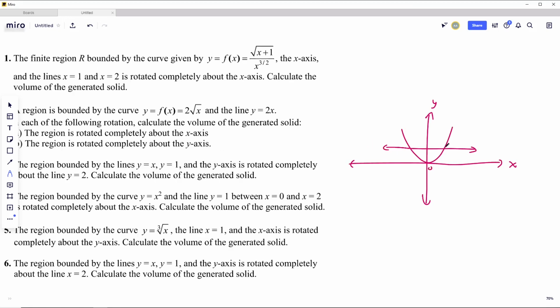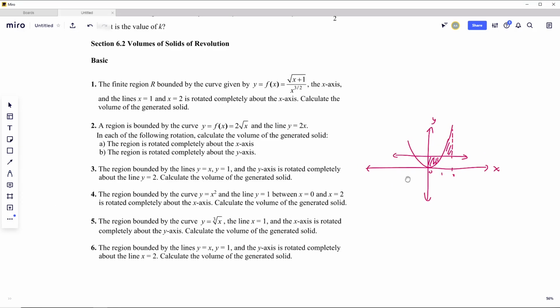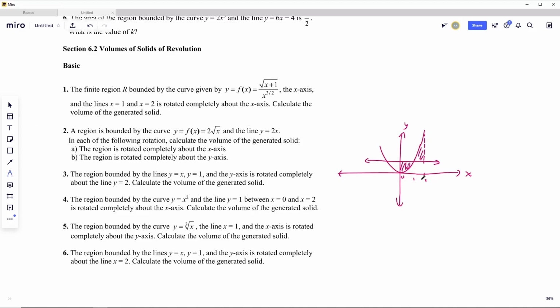This is 0, this is 1, and this is 2. This is going to be somewhere here. So we have our first area here and our second area over there. Now, if you try doing the pi integral from 0 to 2, you're going to get some weird answer like minus 22 over 5 pi, I think. As in pi times pi.